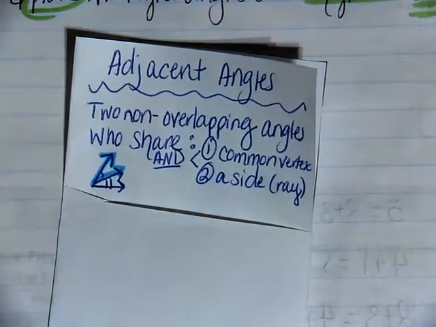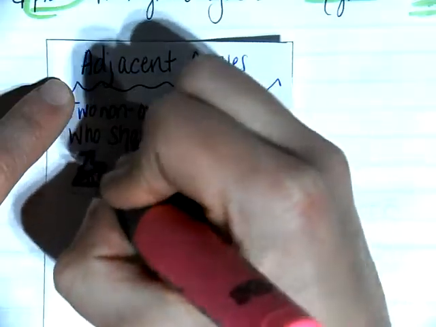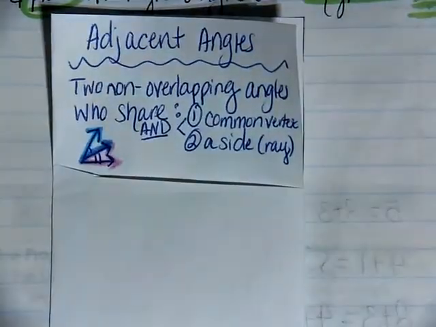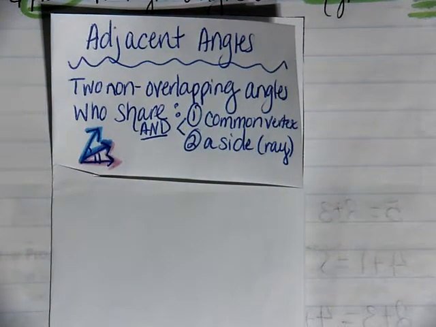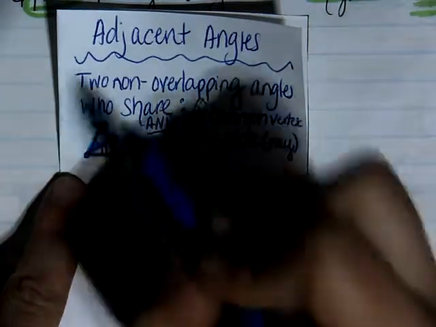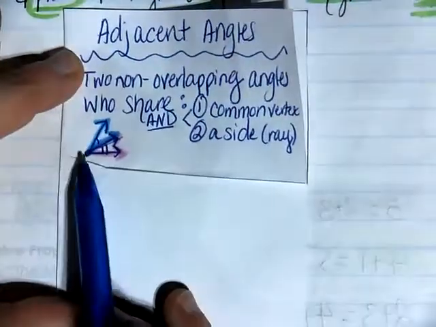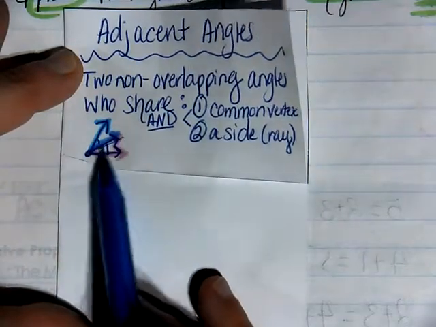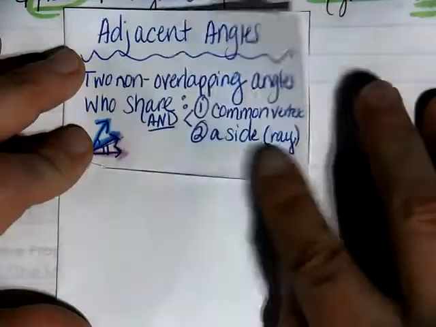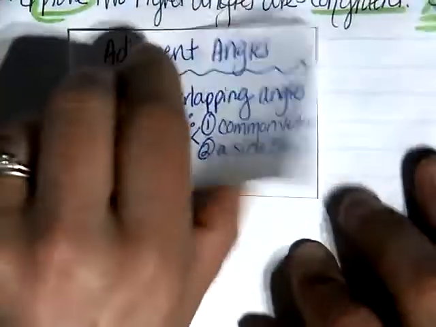And the second angle is this angle. These two angles are considered adjacent angles because they share a common vertex and they share a common side. So they share a common vertex and they share a common side. And those are considered adjacent angles. Let's go ahead and open up that tab.